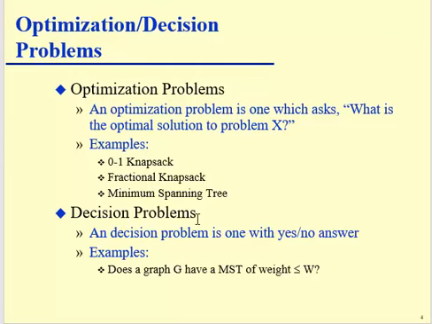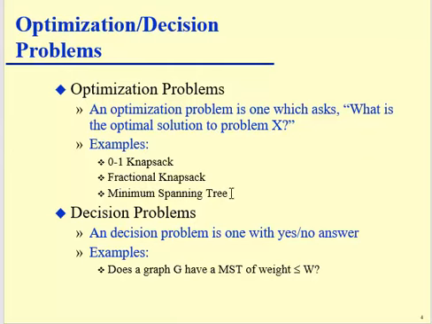And what are decision problems? A decision problem is one with a yes or no answer. That means the output should be either 0 or 1. Like for minimum spanning tree, what is the optimization problem? Find a spanning tree from a graph such that the sum of all the edges is minimum.